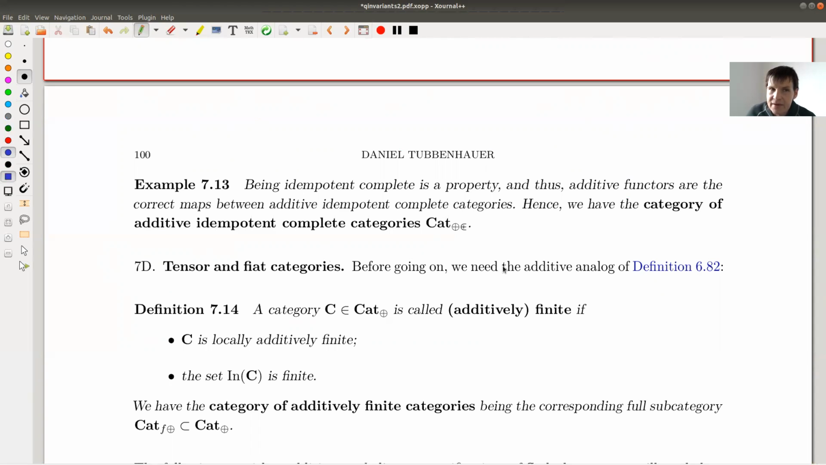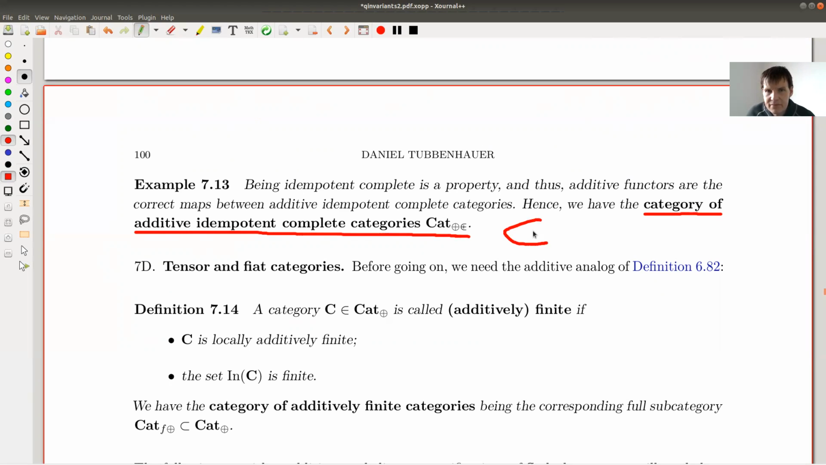And actually, additive functors are already the correct maps between additive categories. So you get the category of additive idempotent complete categories, which I denote by this funny symbol here. So objects are additive idempotent complete categories. Remember, idempotent complete just means it's isomorphic or equivalent to its idempotent completion, but you can always idempotent complete. And functors are just the additive functors which you already saw. So this is pretty harmless, pretty nice. Okay, so this was the first part of the lecture.